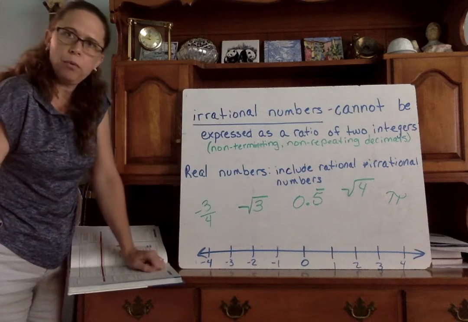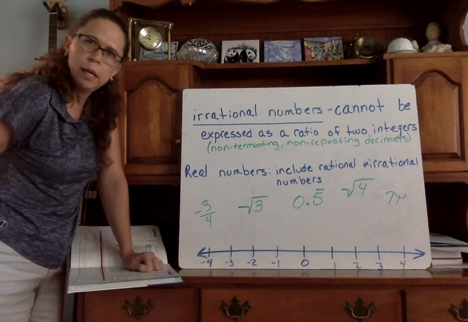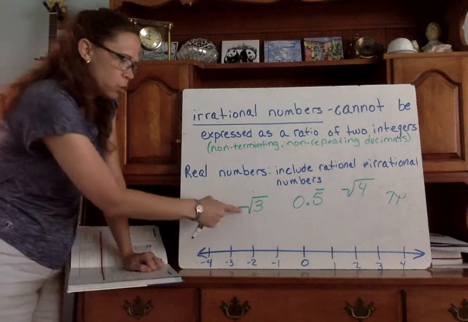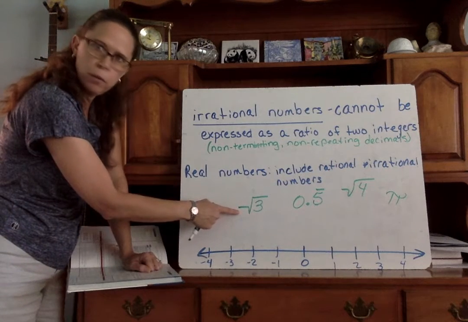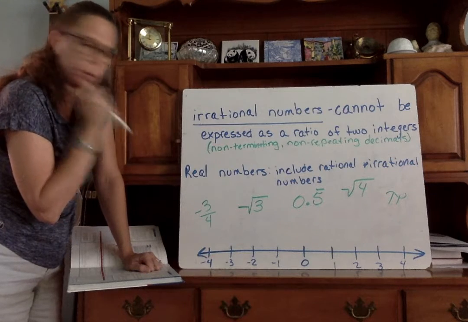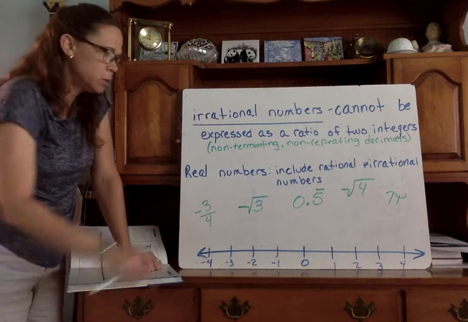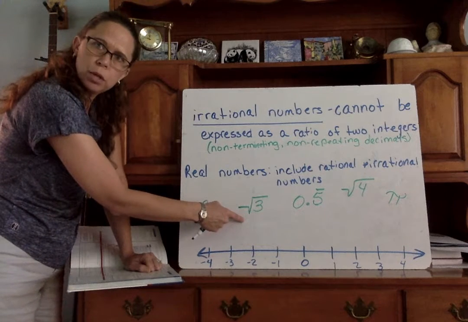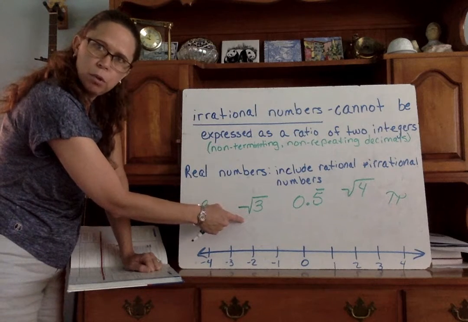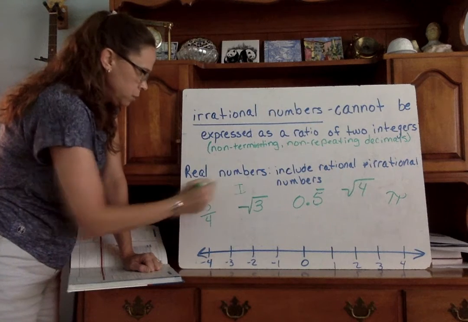So it's considered a rational number. What about radical 3? If you end up trying to find the square root of a number that's not a perfect square, you're going to have an irrational number. This is going to be a non-terminating, non-repeating decimal. I cannot write this as the ratio of two integers. So this one is irrational. This one's rational, this one's irrational.